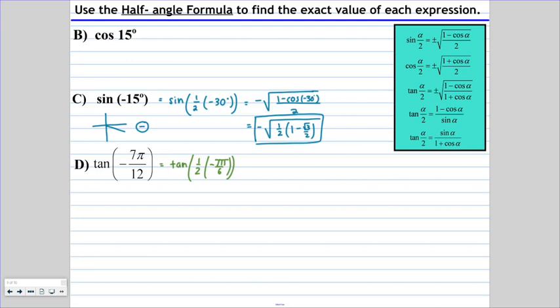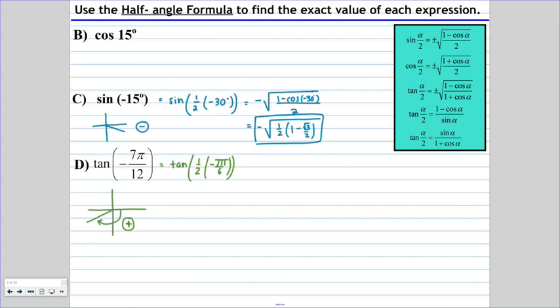All right, where is negative 7 pi over 12 though? If we think about where negative 7 pi over 12 is, remember pi over 12 is 15 degrees. So we're just going to be over here in that third quadrant somewhere, right? Moving negatively means we're moving clockwise through the unit circle. And tangent in the third quadrant is positive.